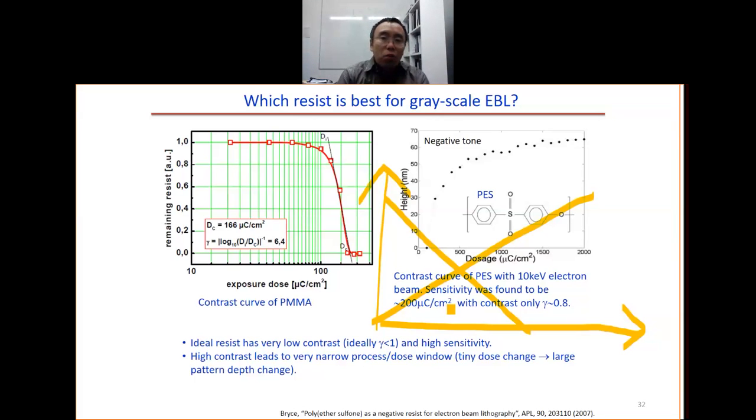But this is a very low contrast resist. For PMMA, we have very high contrast, a sharp slope, so this will not be very good. Because if you change the dose a little bit, you change the pattern height a lot, and then it will be difficult to control the pattern height. So this is why it's not good. This is the PS resist, and you can see this is the contrast curve. The contrast here is only 0.8. This is pretty low, which is good. You can vary the dose to have different heights easily.